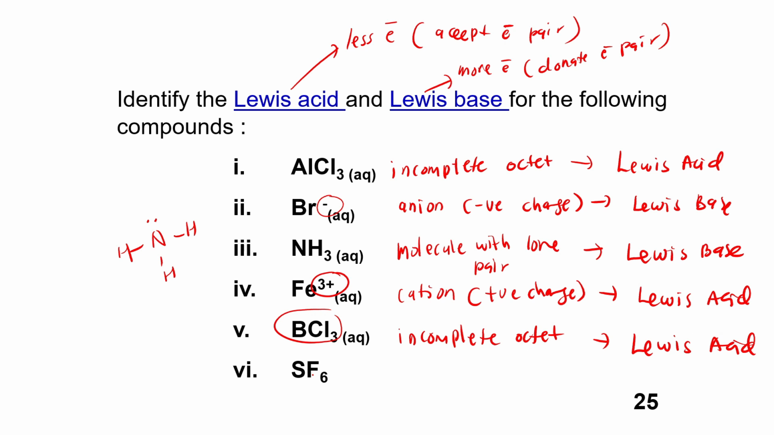Okay, last one, SF6. So, yang ini expanded octet. So, banyak elektron, so dia lebih prefer untuk donate electron pair. So, SF6 ialah Lewis base.